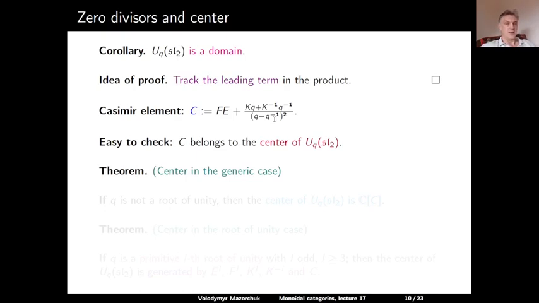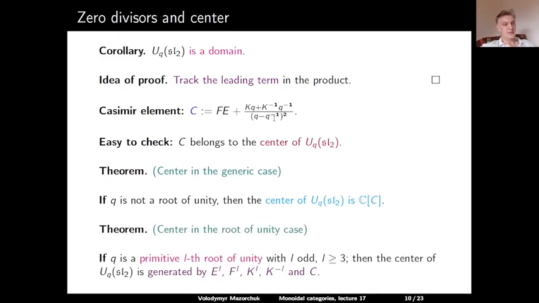And now we will have the first instance when we see the difference of how the quantum algebra behaves in the case when our parameter q is not a root of unity. This is usually called the generic case, and how it behaves in the case where q is a root of unity. So in the generic case, that is when q is not a root of unity, then the center of our quantum algebra is a polynomial algebra generated by our Casimir element C.